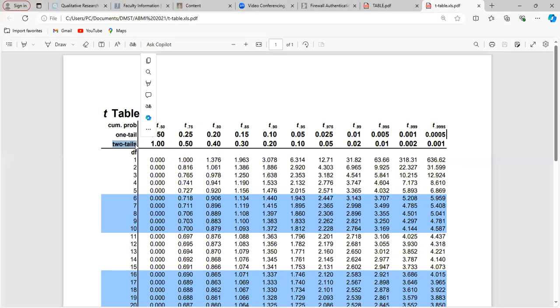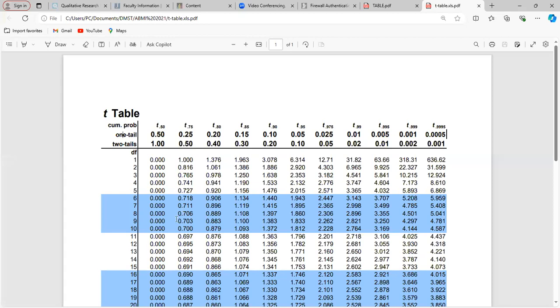If you are doing a one-tailed test, you use this row. If you're using a two-tailed test, you read this row. In our case, we are on a one-tailed test at 5% level of significance. Then this column here are the degrees of freedom, DF.